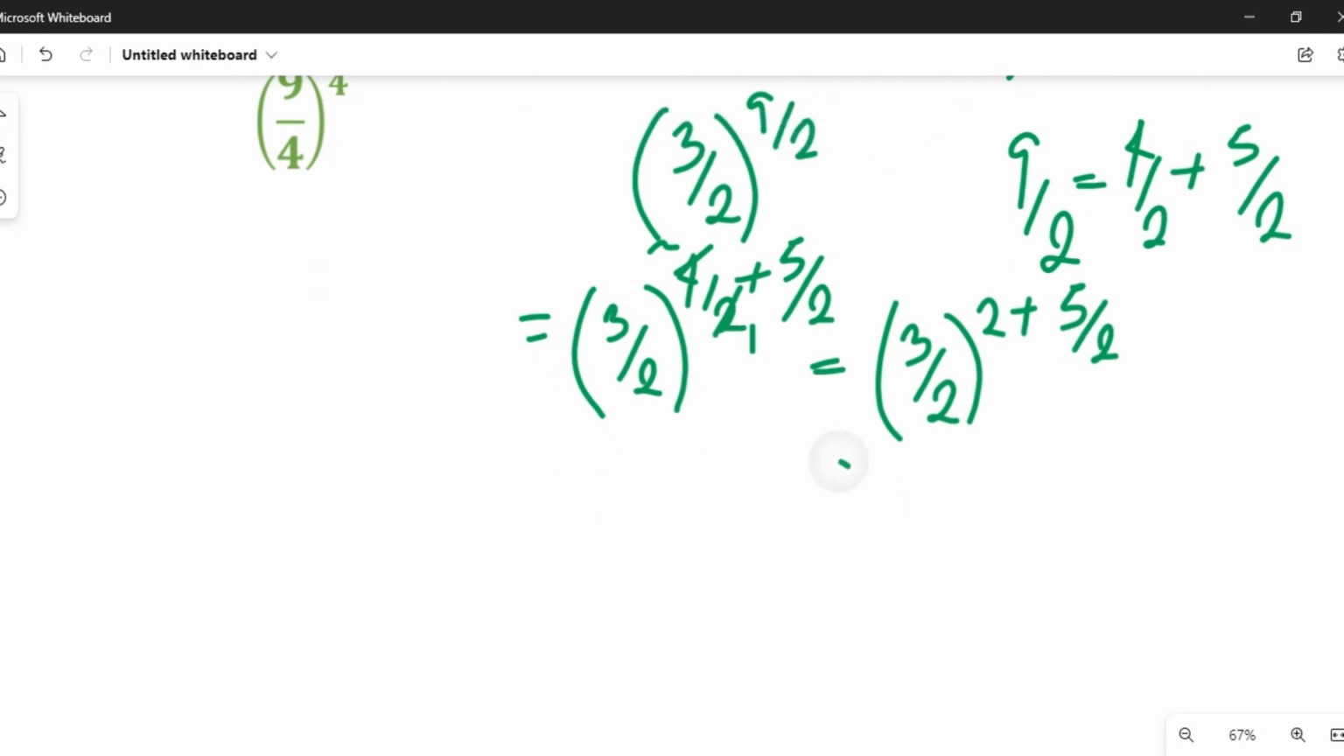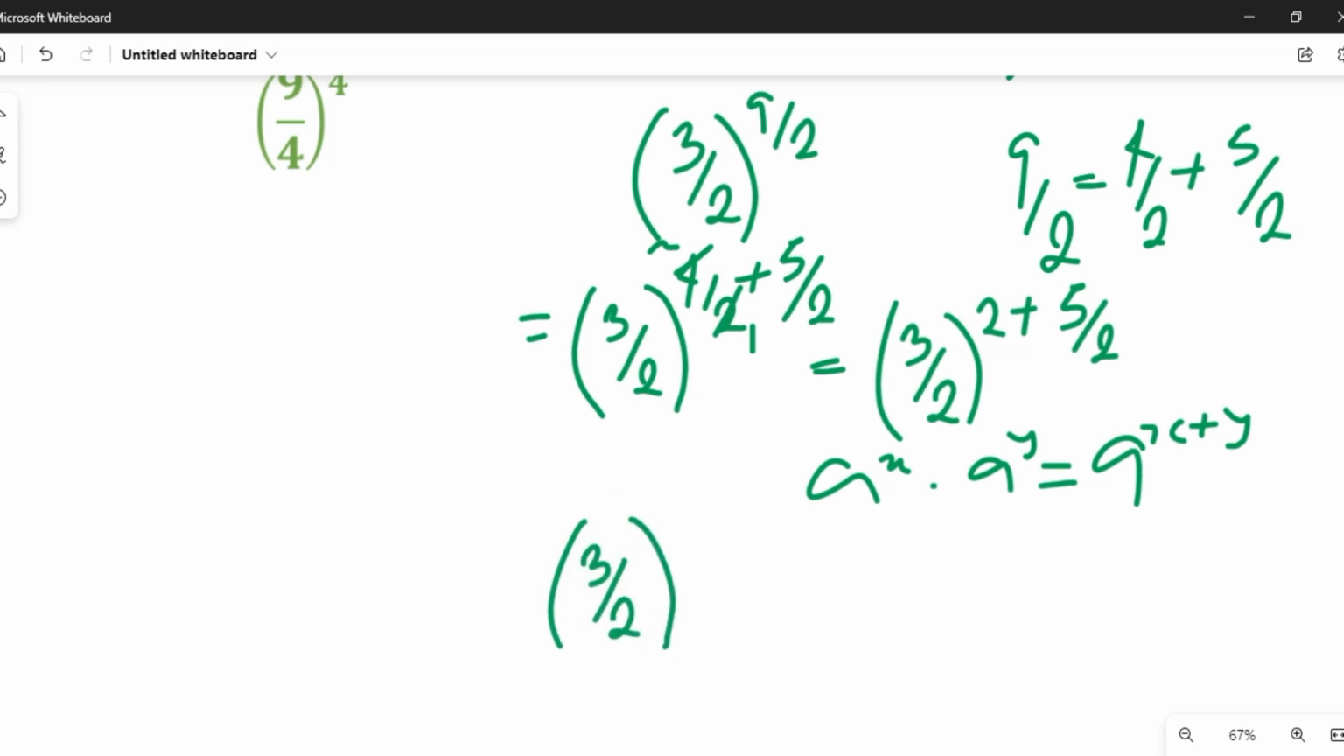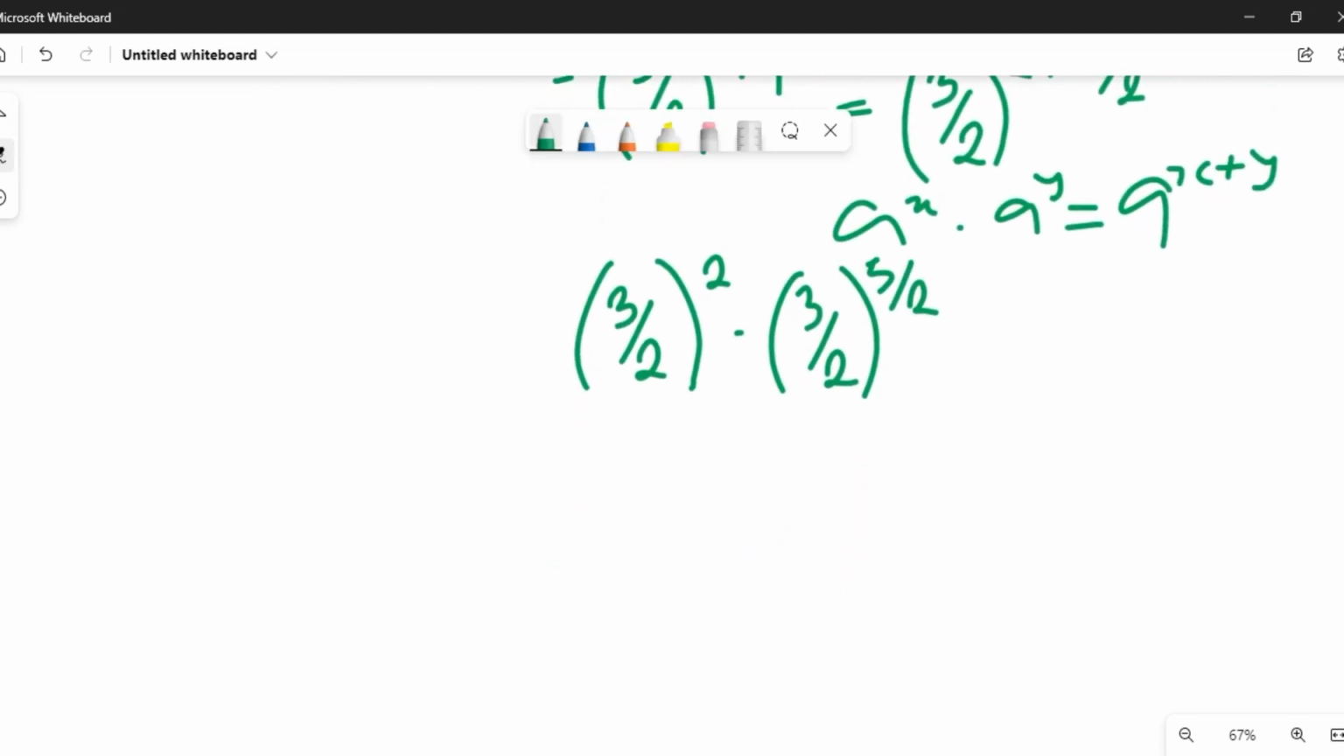Now recall an equation in indices. If we have a raised to power x multiplied by a raised to power y, remember it's the law of multiplication in indices. It will give us a raised to power x plus y. So if we apply it here, we now have (3/2) raised to power 2 multiplied by (3/2) raised to power 5 over 2.